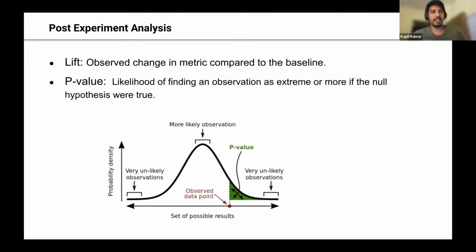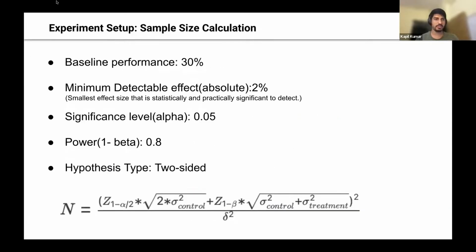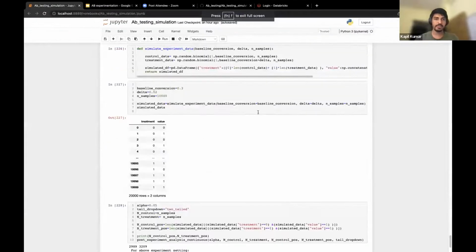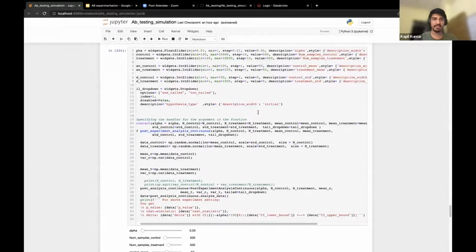Cool. The next part is the post-experiment analysis. In post-experiment analysis, what we do is we observe three parameters, like what is the observed lift, the other lift that we had before the start of the experiment. Sorry, just a second, I will just move to the tool I want to show you. Yeah, so I want to show you a sample size calculator specifically for this use case.